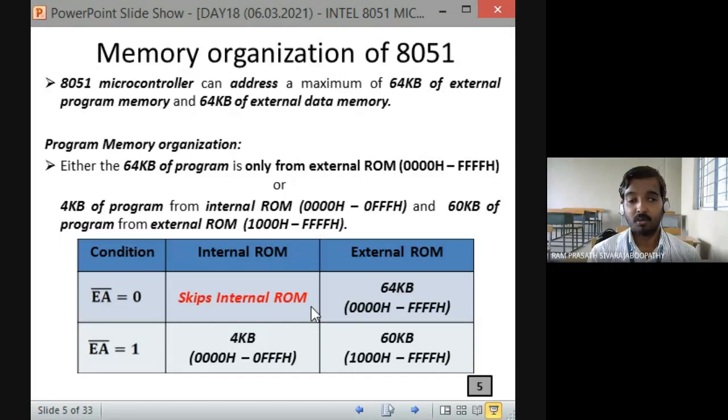What I am telling is about the program memory. Do you people understand how to select the internal or external ROM? Using the hardware pin EA bar. What does EA stand for? The pin EA bar. What does EA stand for?